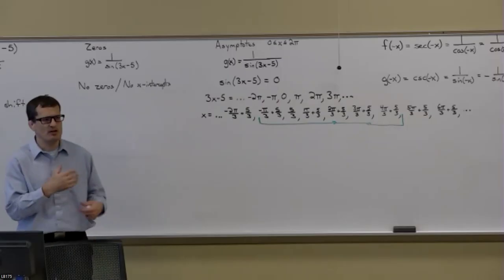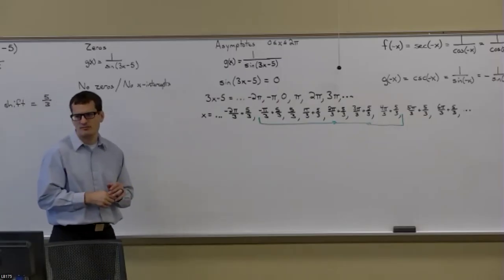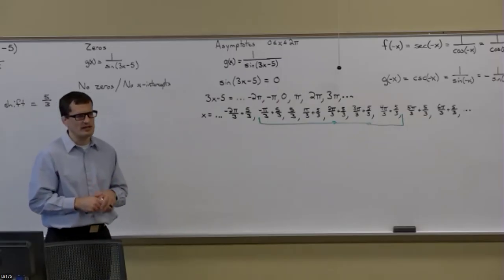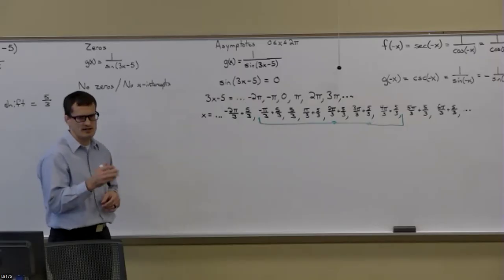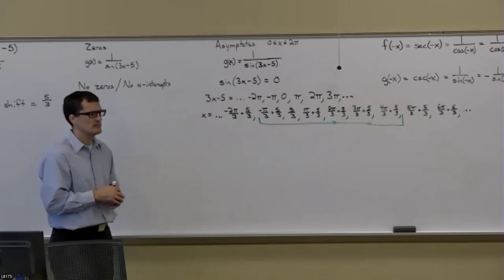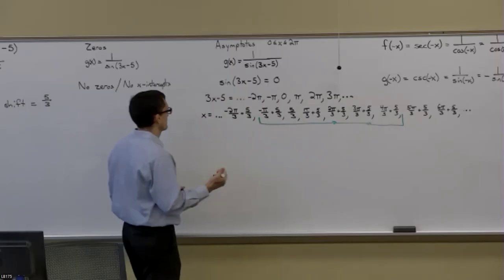That makes sense. I just keep going out until I get something above 6.28. Once I get something above 6.28, I say stop. Everything before that.